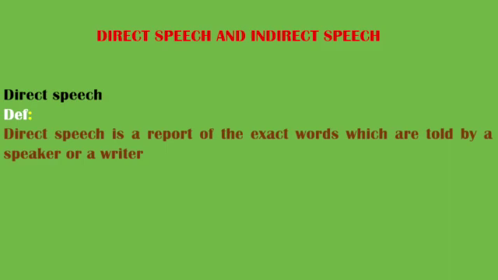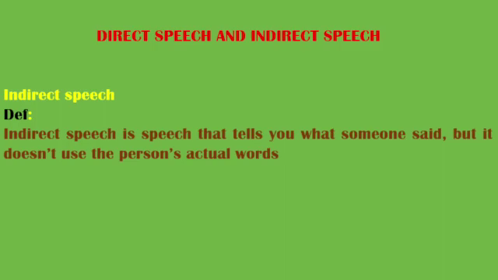Direct speech is a report of the exact words which are told by the speaker or a writer. And the second one is indirect speech. So what is indirect speech? Indirect speech is a speech that tells you what someone said, but it doesn't use the person's actual words.